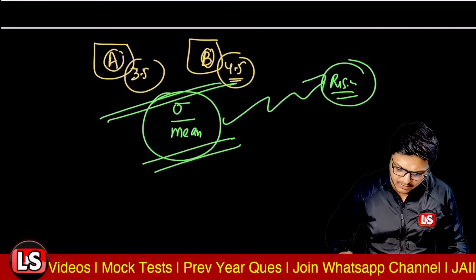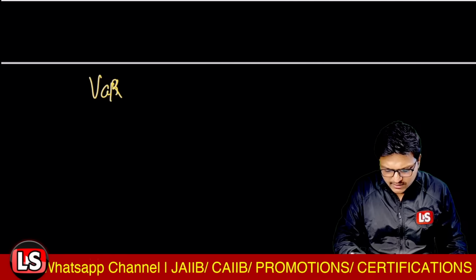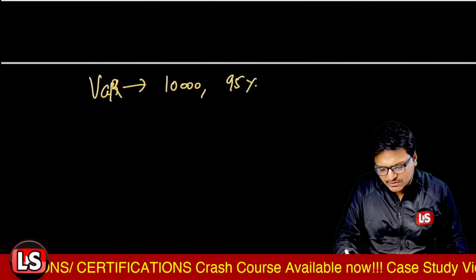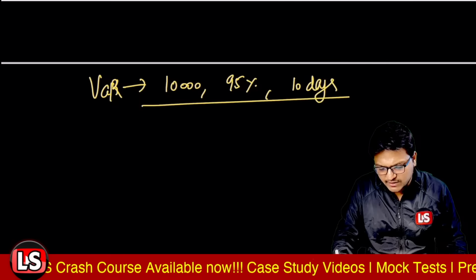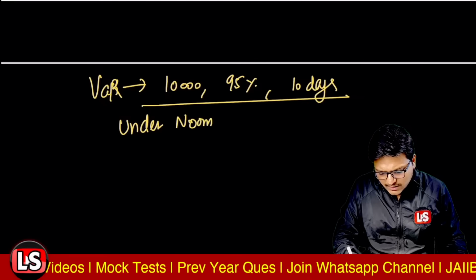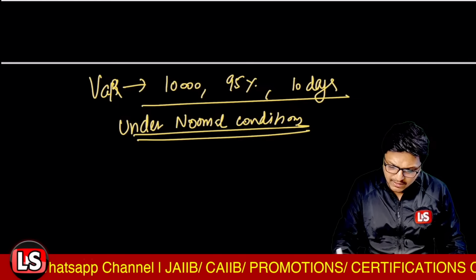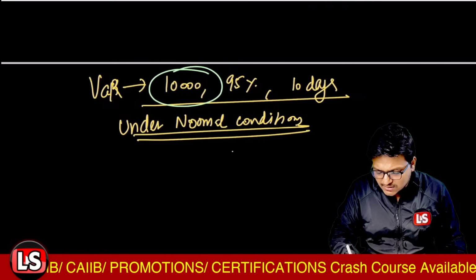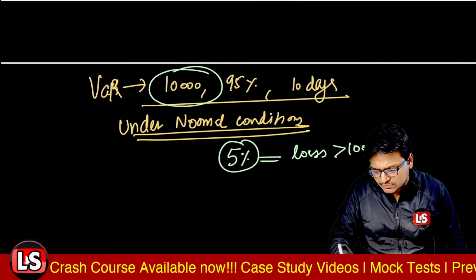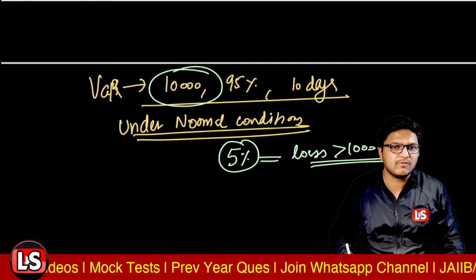Now let me quote another example to you. If I say that the value at risk is given to be 10,000 with 95% probability for a 10 days horizon, what will it be indicating? It will be indicating that under the normal conditions, the maximum loss in 95% of the cases will be limited to rupees 10,000 only, and in just 5% of cases under the normal conditions your loss can be greater than 10,000 for the 10 days time horizon. So that is what we basically want to convey from this idea. Is that clear?